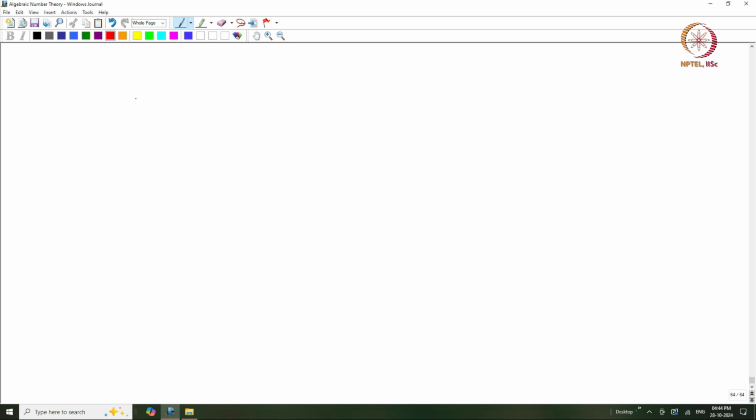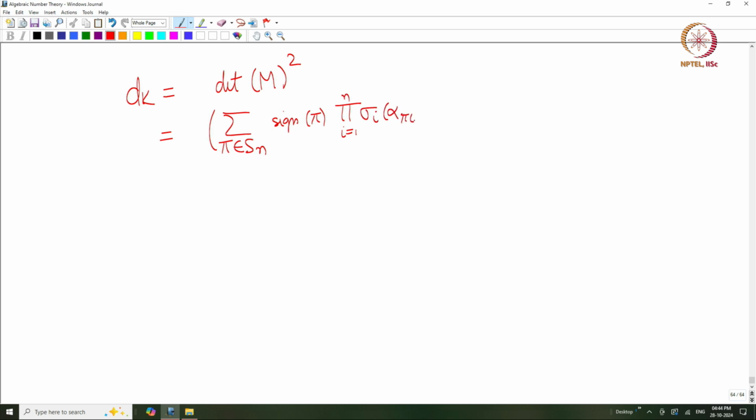So, what is dk? So, dk, recall, is determinant of m squared, which is writing this as summation over pi belonging to the symmetric group on n symbols. So, Sn is the symmetric group on 1 up to n, and pi is an element of that, and that is exactly how determinant is defined: sign of pi times product i going from 1 to n of sigma i alpha of pi i. That is how the determinant of m is, and then you take the square. So, it is a square of something, but that something is not necessarily an integer.